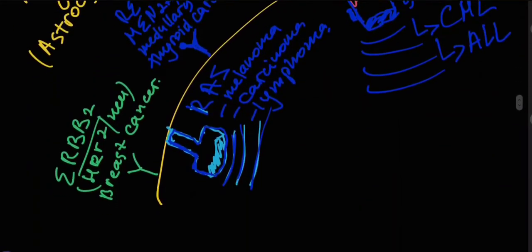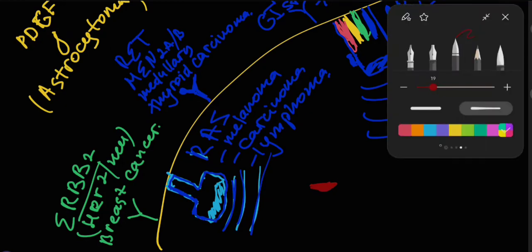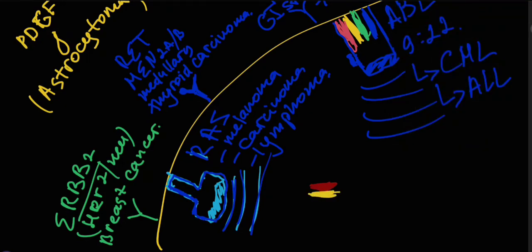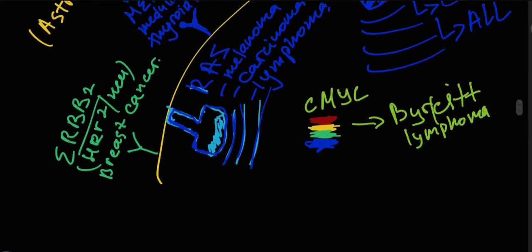And there are transcription factors which mutate by translocation. The first transcription factor, which mutates due to translocation, is C-MYC. Let's make it a different color. C-MYC leads to Burkitt lymphoma. Other transcription factors are N-MYC and L-MYC.